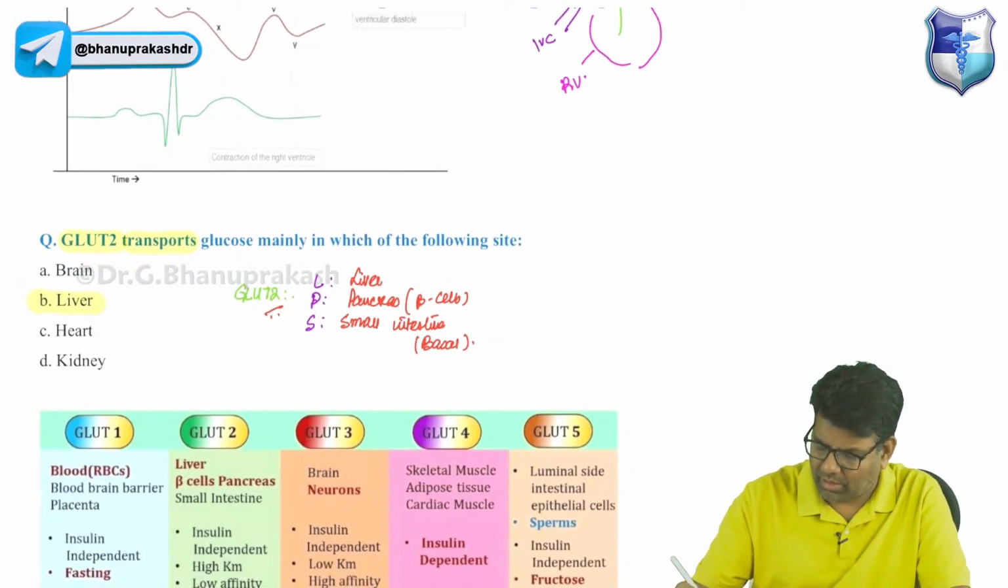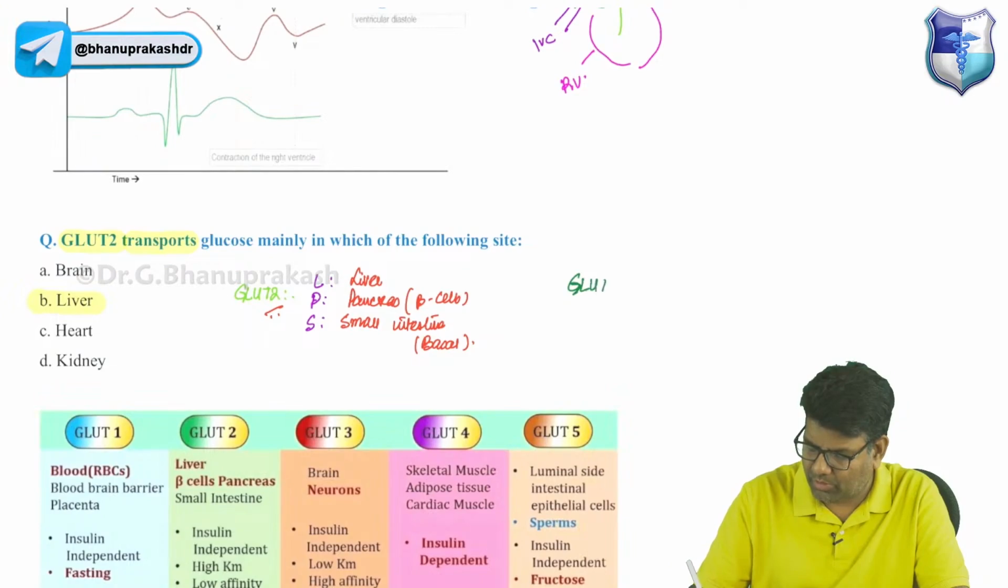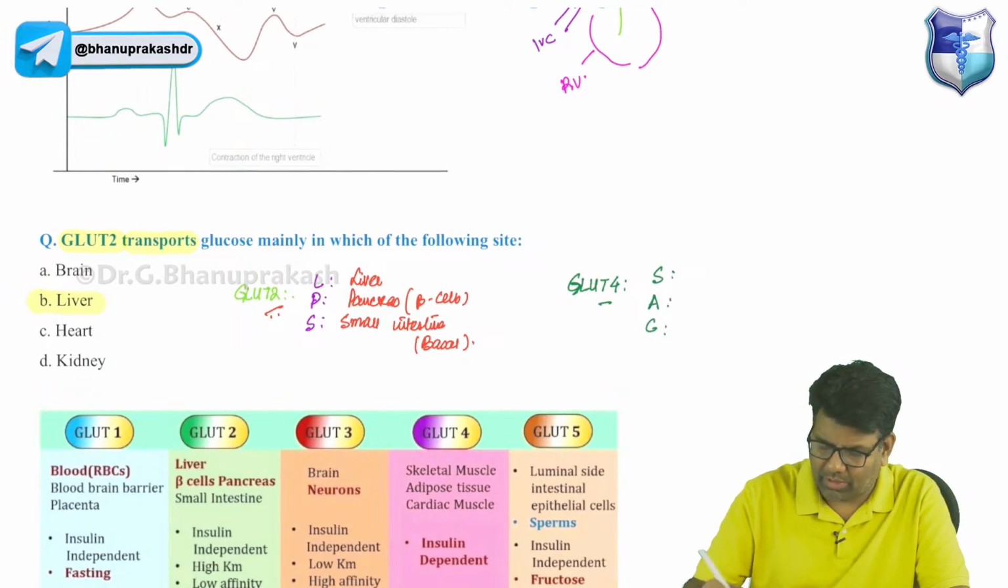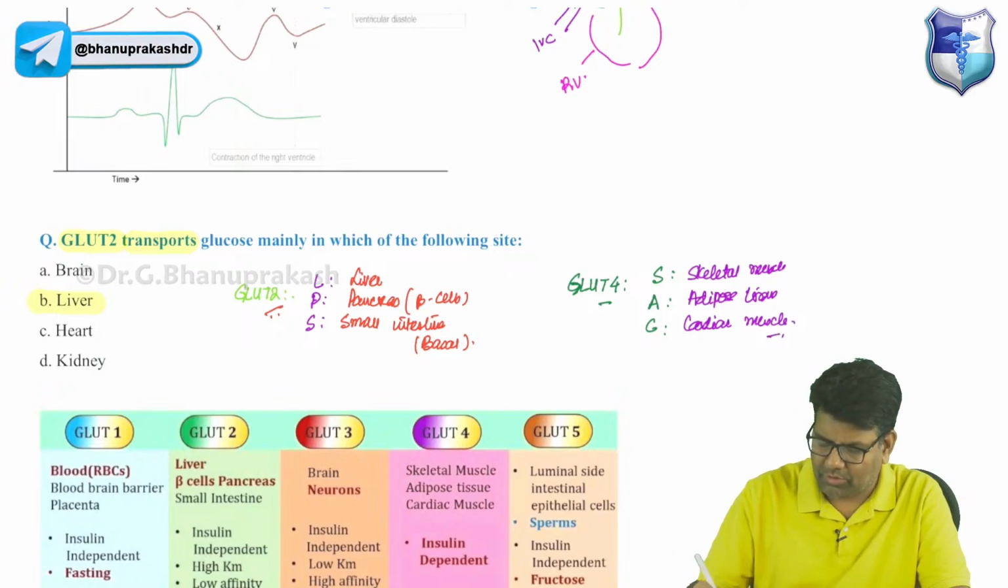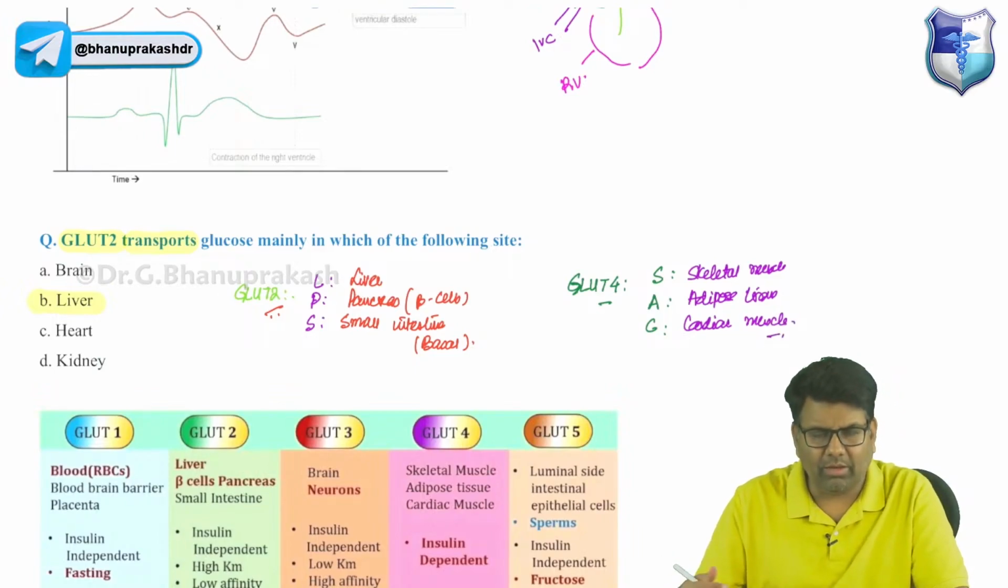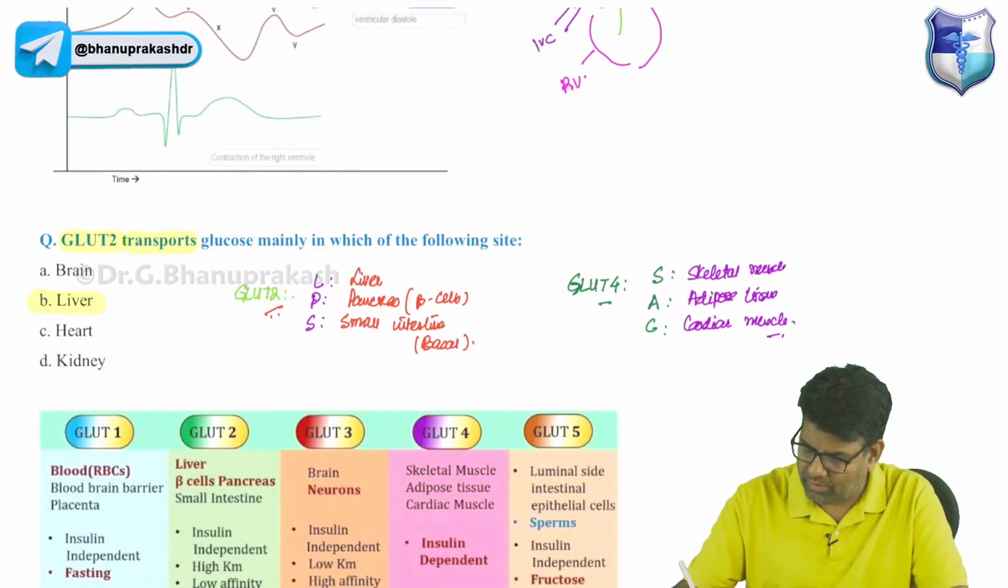And another important one which everyone should know is GLUT4. For GLUT4, you can remember the mnemonic SAC. S is for skeletal muscle, A is for adipose tissue, C is for cardiac muscle or myocyte. So at least remember these two, LPS for GLUT2 and SAC for GLUT4. And what is more important, this is insulin dependent.